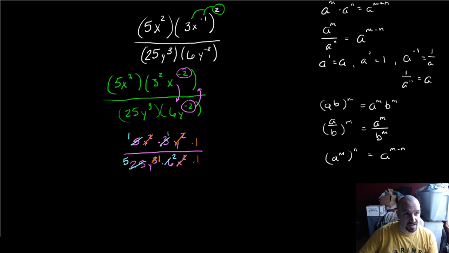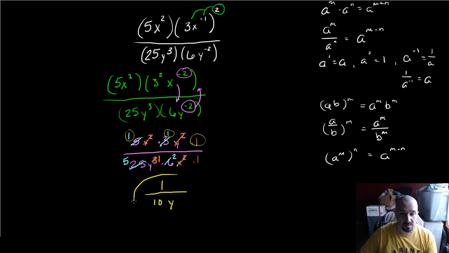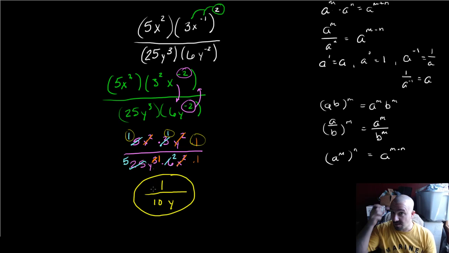So if I go through and count all of the stuff I have left on the top, I have this 1, I have a 1, and I have a 1. All I have on top is a 1. All right, well, 1 times 1 is 1, times 1 is 1. In the denominator, I have a 5, a y, and a 2. The 5 and the 2 can combine, giving us a product of 10, and then the y to the first just becomes y. That is a simplified version.